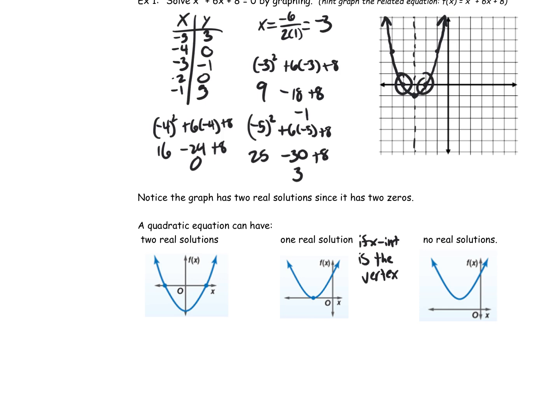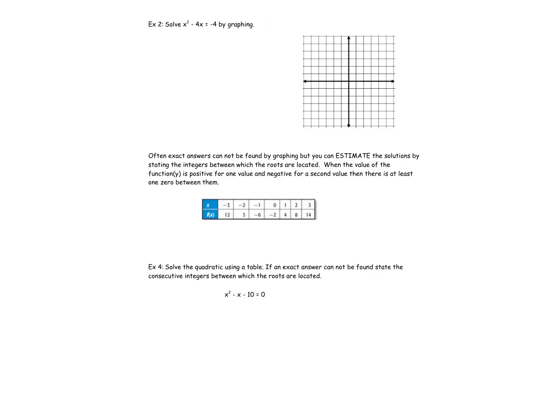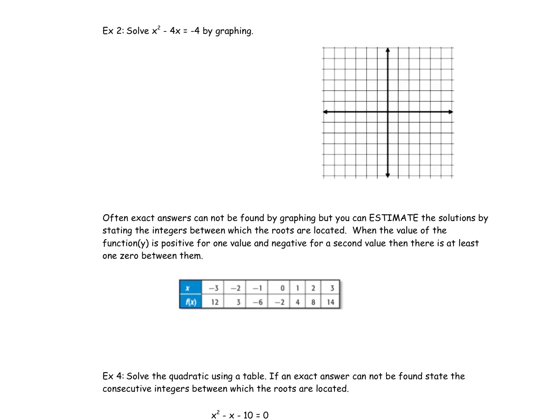And then it's also possible they have no real solutions. All right, so it's possible that our vertex is above the x-axis and opens up, or it could be below, our vertex below the x-axis and it opens down. And so there's nowhere that it crosses the x-axis, so there would be no solutions. All right. So that's it for that page. So let's move on here.